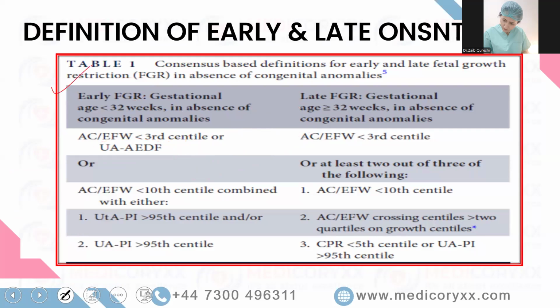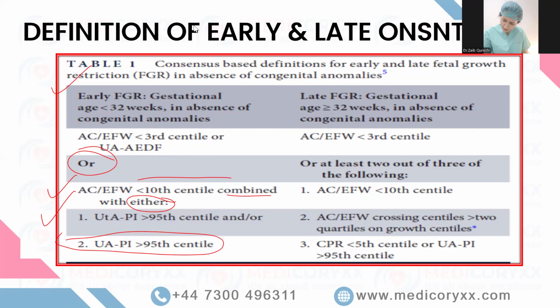All right, so early FGR: if they have AC or estimated fetal weight less than 10th centile, combined with either number one, uterine artery pulsatility index more than 95th centile, or umbilical artery pulsatility index more than 95th centile. Okay, stop.